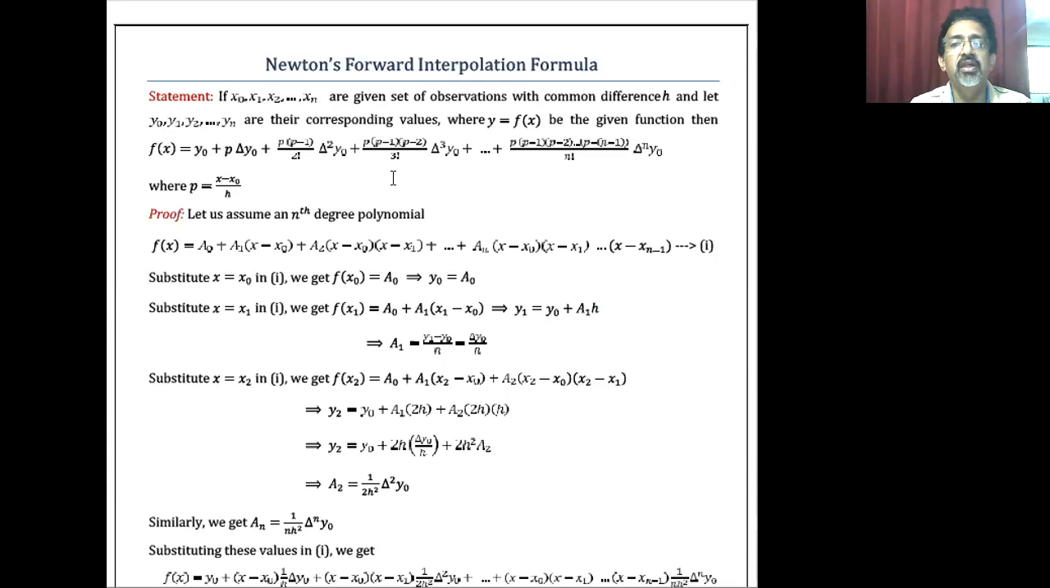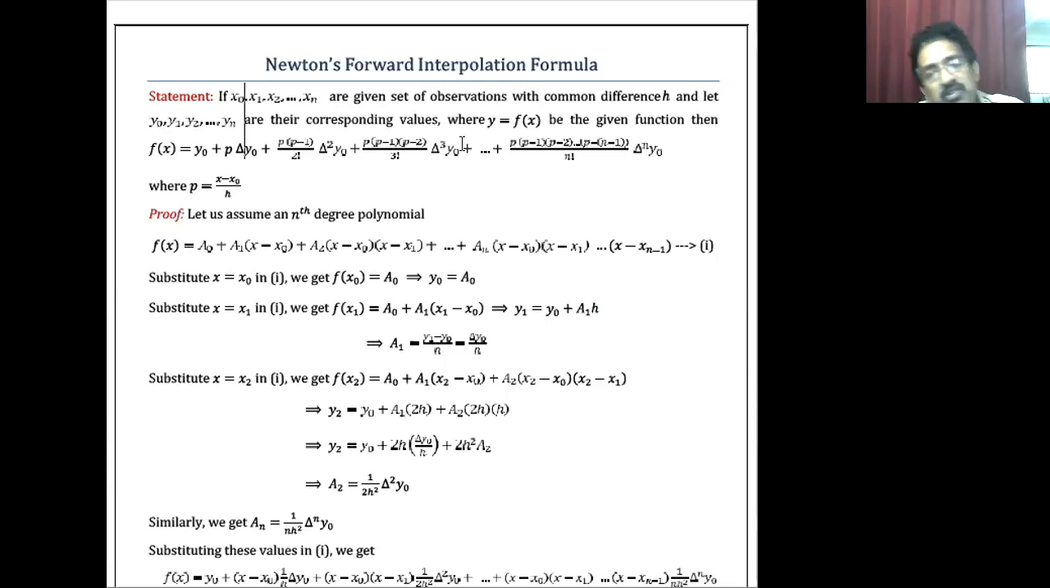This is called the forward interpolation formula, because you are using forward differences, that is, values from the forward difference table. This is del of y naught, del squared of y naught, del cube of y naught. Del of y naught is what? First order forward difference. Del squared of y naught is what? It is the second order forward difference.